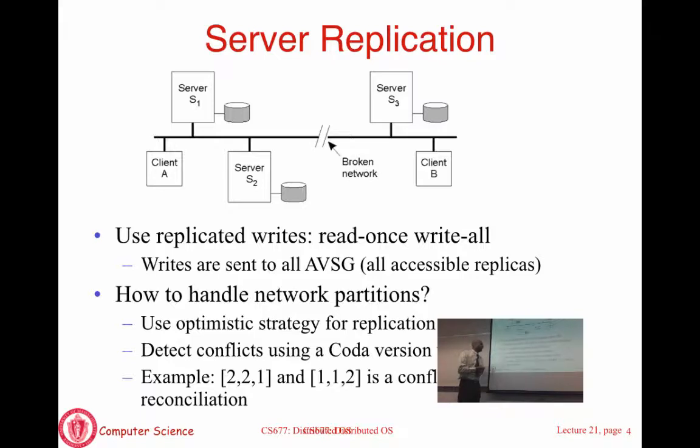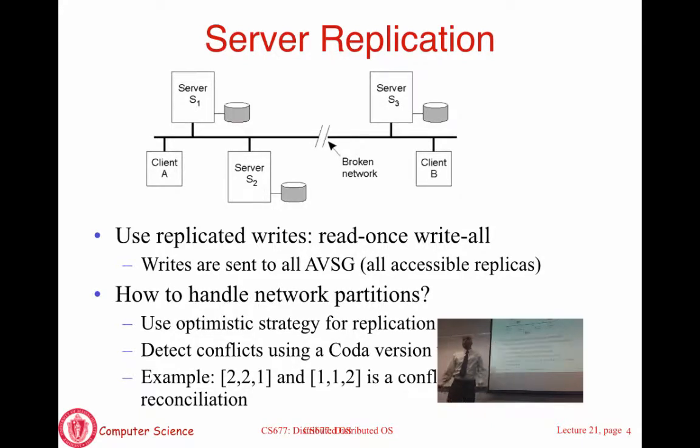Now the problem arises when you have a network partition. Here is an example where you see that there is a network partition. That means that S3 has gotten disconnected from S1 and S2. They are now on two separate networks because the network link between S1, S2 and S3 is broken. So some clients continue to access S3. Here is a client B that's accessing S3, and some clients continue to access the other two volumes.